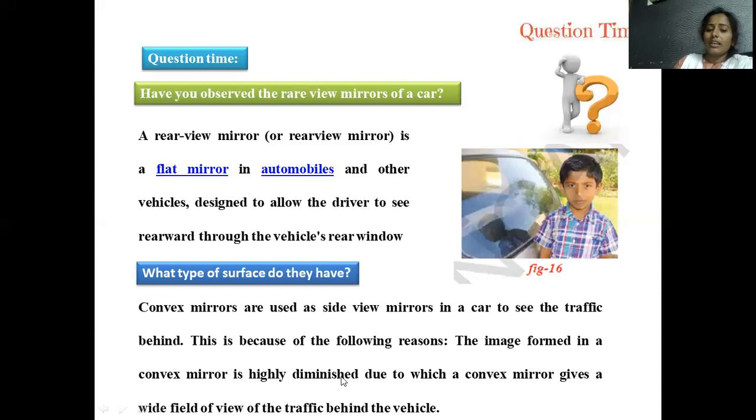So based on that, you can analyze how you have to move in the traffic. The convex mirror gives a wide field of view of the traffic behind the vehicle. Whatever traffic is there, you can clearly analyze by using these side mirrors. That's the reason why side mirrors are purely made up of convex mirror. It is not exactly the same size, you see a diminished size object, so that so much space can be covered in the small mirror available in your hands.